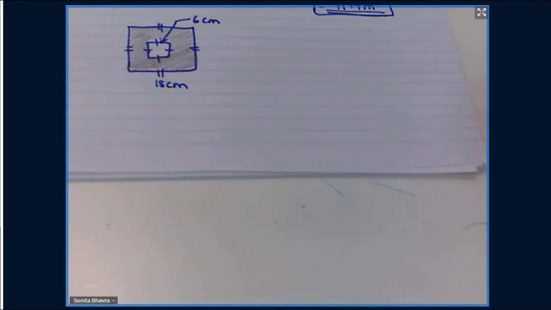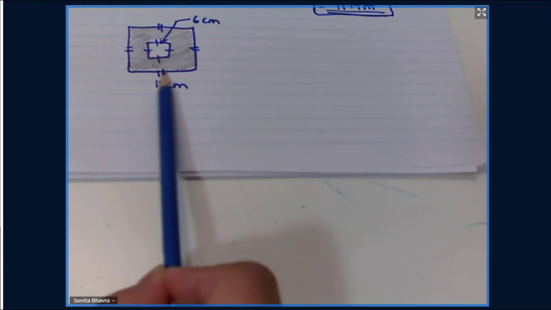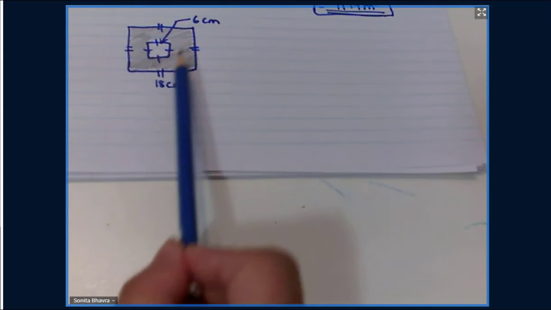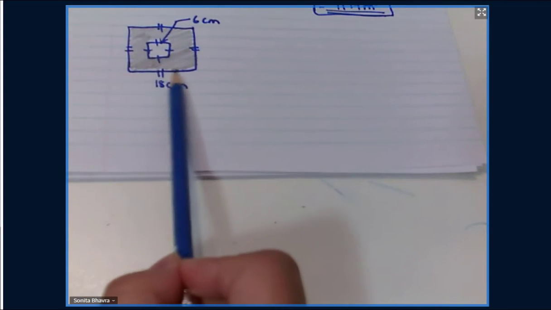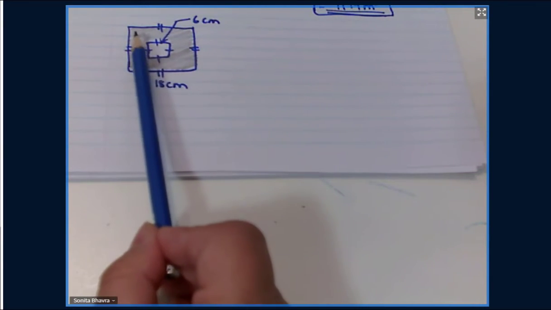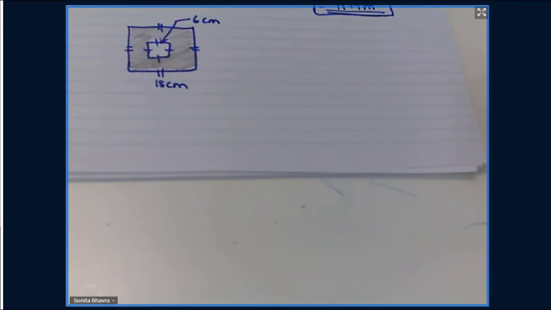All right, so in this figure here, we have a larger square right here, and inside of it, we have a smaller square that is not shaded. So to do this question, we're going to figure out the area of the larger square, and then we're going to subtract out the area of the smaller square, and then therefore we'll be left with just the area of that shaded region.